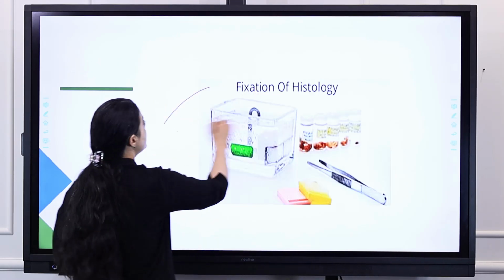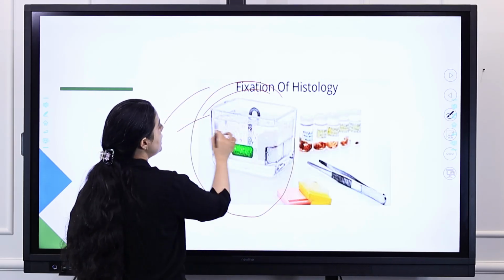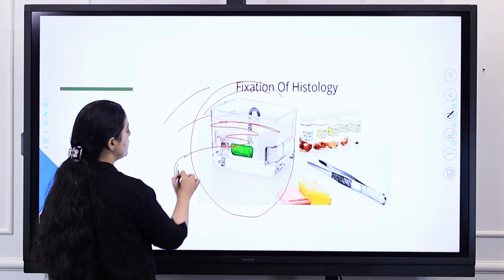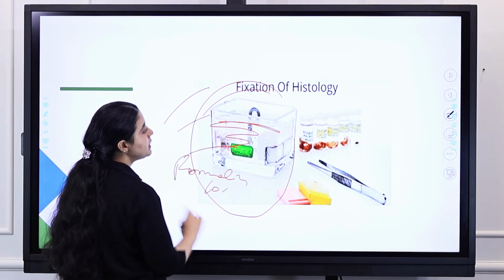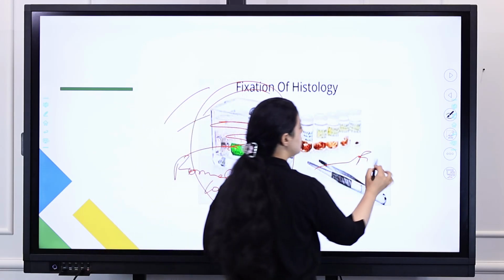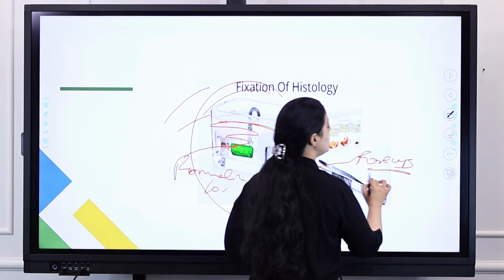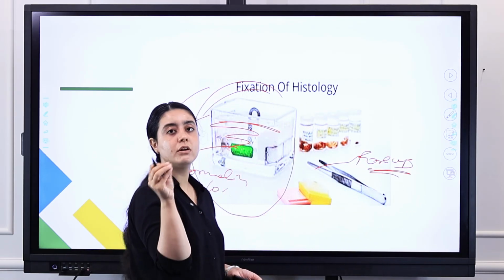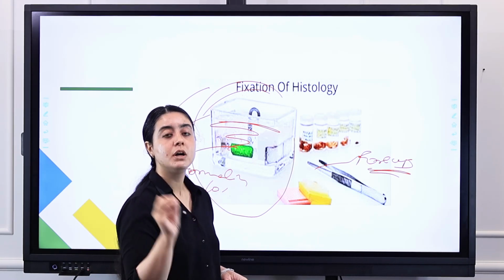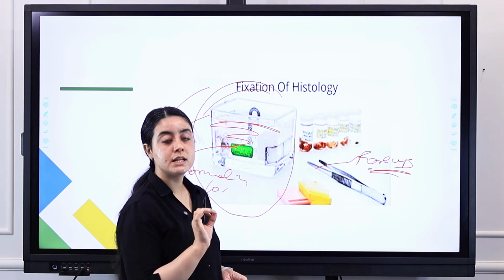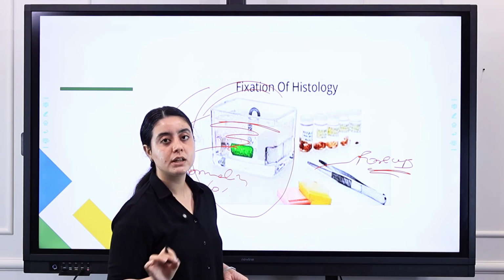Then like this, you have a glass container with a liquid. This is your fixative, like formalin, 10% formalin, right? This is the forceps. Obviously you will not touch any kind of specimen with your bare hands. You always have to wear all the necessary PPE kits, and always wear gloves, right?